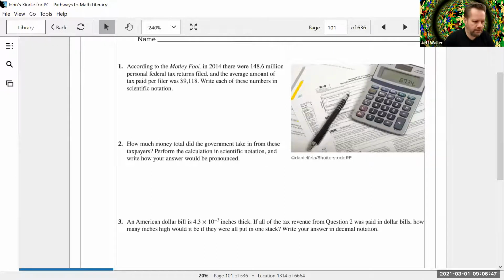So here's what I suggest. What if there were 50 tax returns filed and each one was $10, right? So on average, each one was $10. So 50 tax returns filed, each one was $10. How much total money would that be?